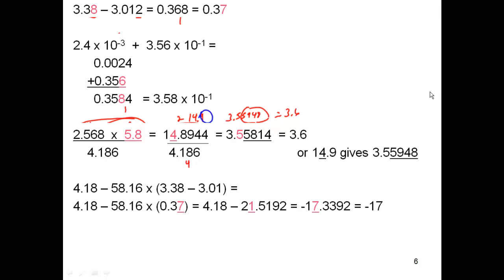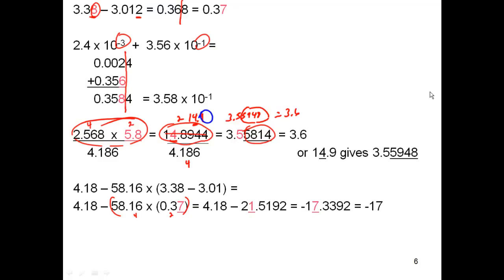Sig fig being on that 7. By order of operations, the next thing that we would have to do is the multiplication. So our next step will be doing this multiplication. That goes by the least number of sig figs. In this case, I have 2 in my 0.37 and 4 in my 58.16. Therefore, my answer should have 2.